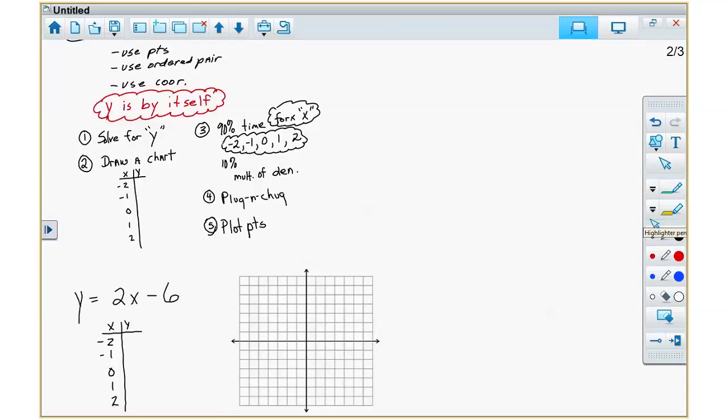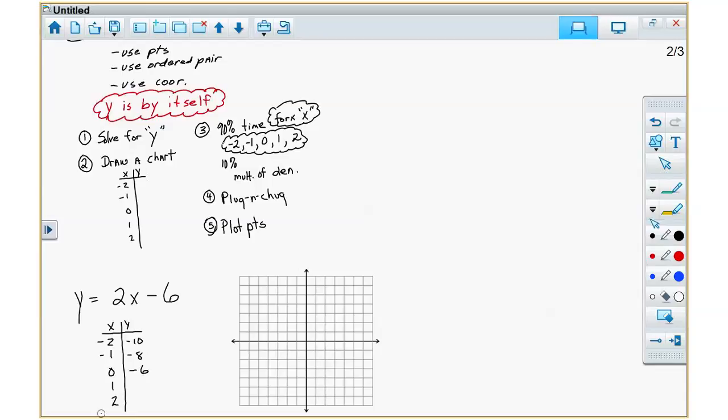All right, what's negative 2 times 2? Negative 4 minus 6. Negative 1 times 2, negative 2 minus 6. Negative 8. 0 minus 6.